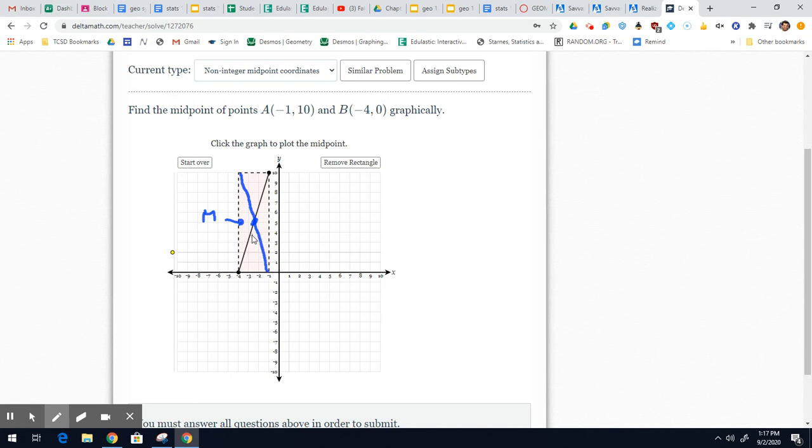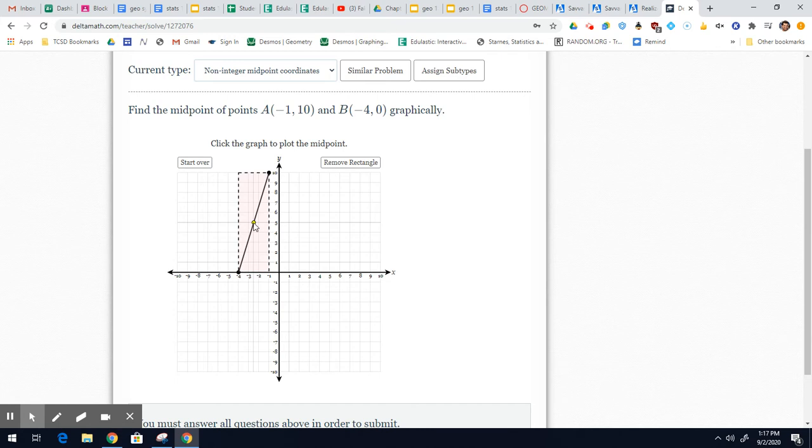Now, notice that it looks sort of in the middle of the box, kind of. So some of these problems have increments of a half instead of just like nice integer values. So be aware of that. Again, it's just estimation. We're trying our best. So over here, I'm going to say that the midpoint looks to be right around there.